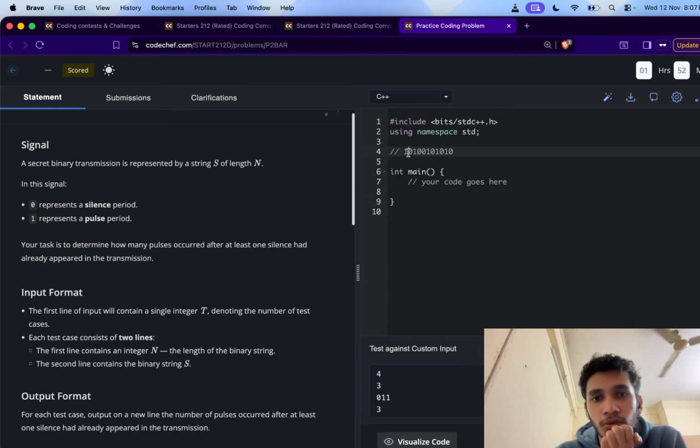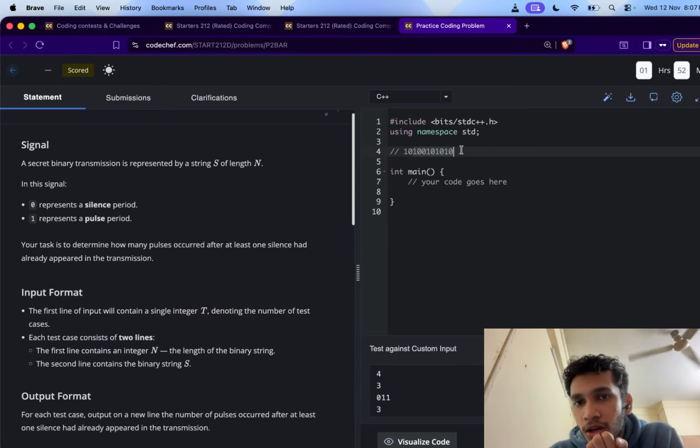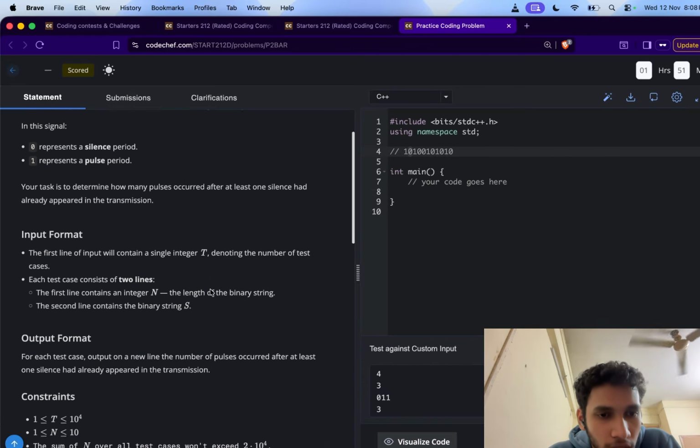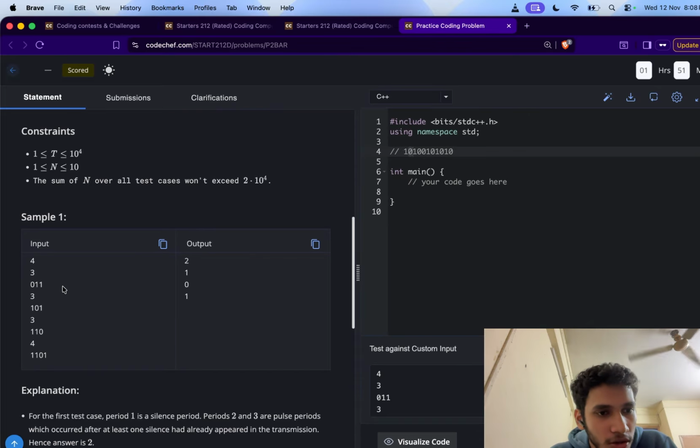So what would we do in the form of an algorithm? Find the first 0, then count the number of ones present after that 0. How would we find the first 0? Find its index. Let's run it on the test cases. This is the first 0 and these two ones, so the answer is 2. This is the first 0 and there is 1 after it, so the answer is 1. This is the first 0, no 1 is present, so the answer is 0. This is the first 0, 1 is present, so the answer is 1. Seems all right.